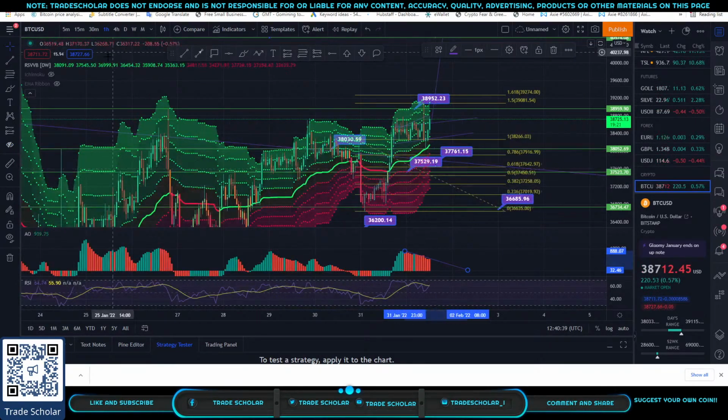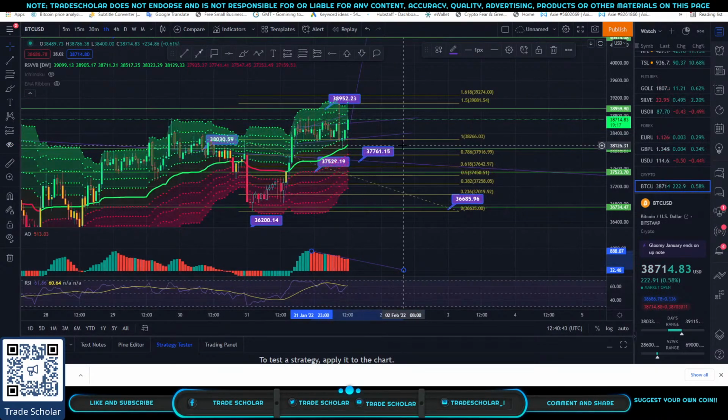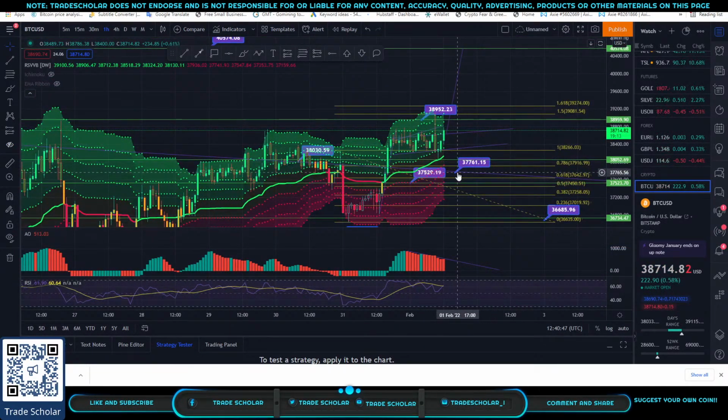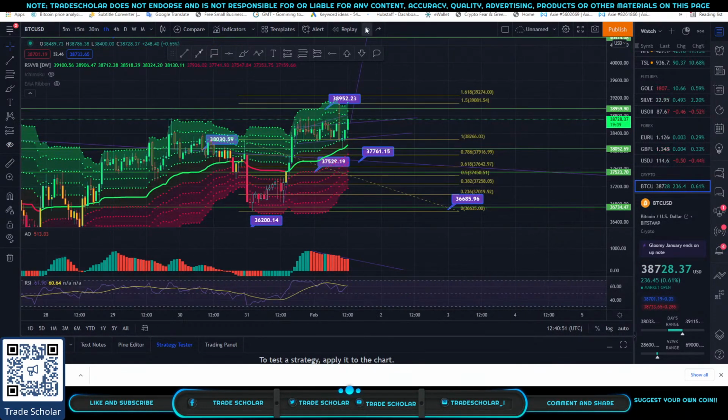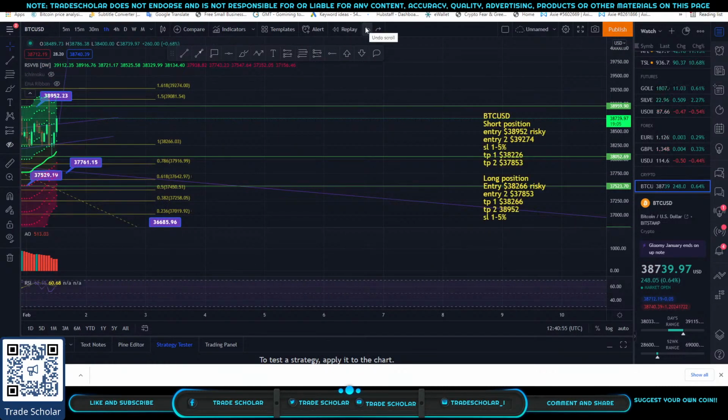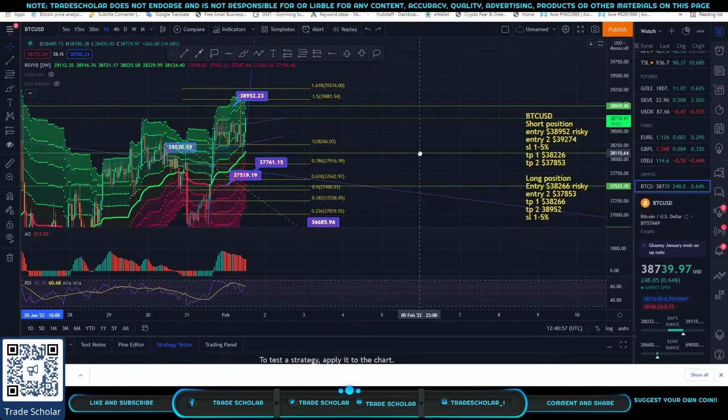So most probably, let's remove this now, we can continue more to the downside. We can find support here at 37761. So with this in mind, oops.